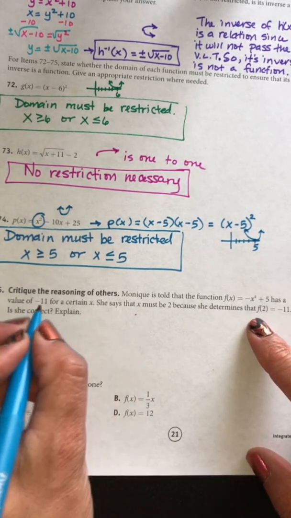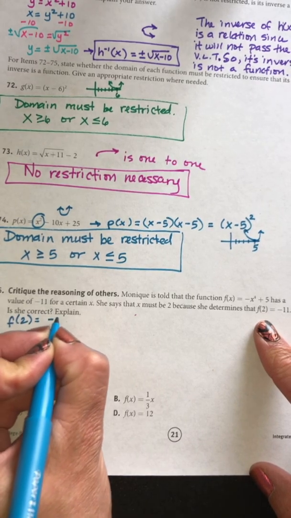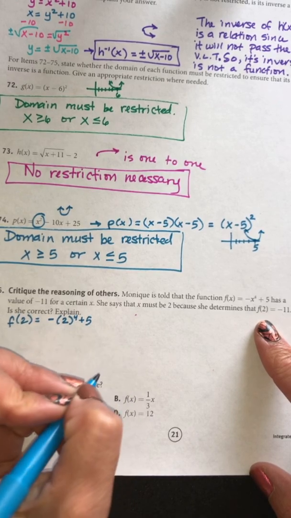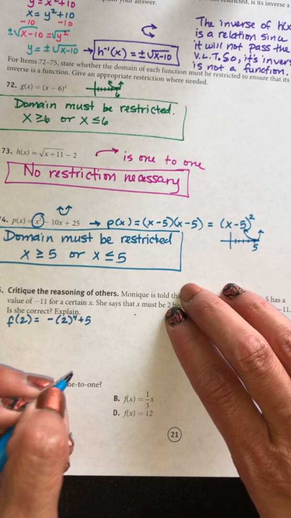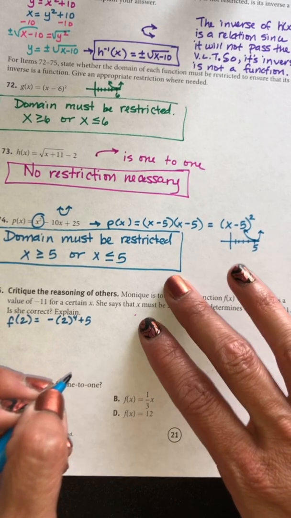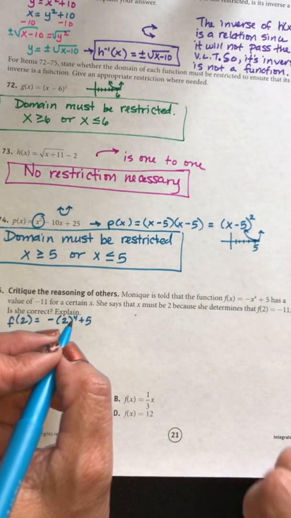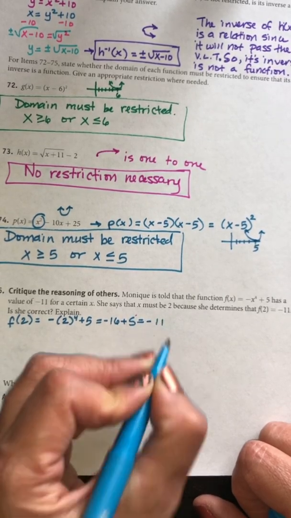Well, let's try this. F of 2 equals negative 2 to the fourth plus 5. 2 times 2 is 8. 8 times 2 is 16. Hold on. 2 times 2 is 4. 4 times 2 is 8. 8 times 2 is 16. I was getting ahead of myself. So that would be negative 16 plus 5, which equals negative 11.